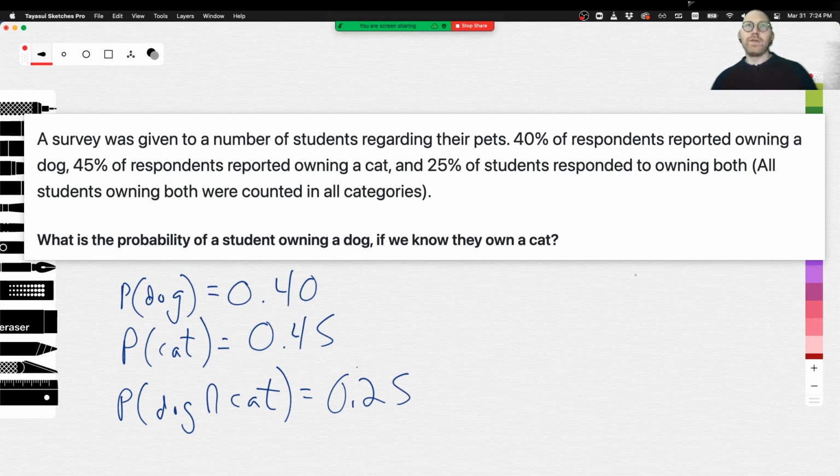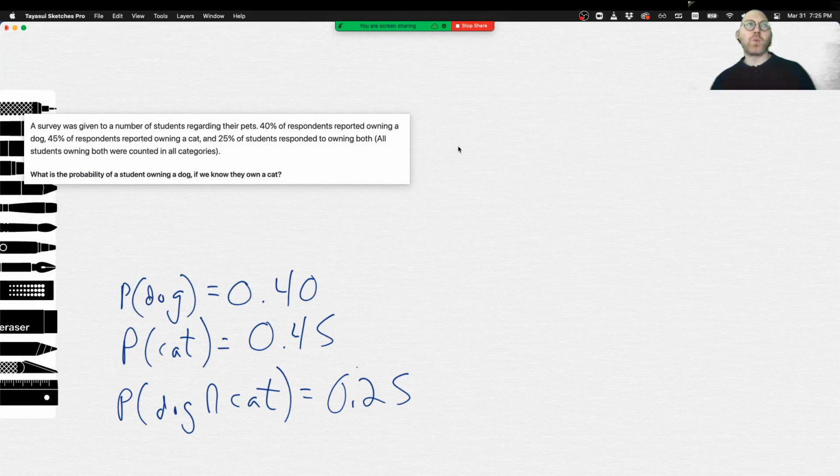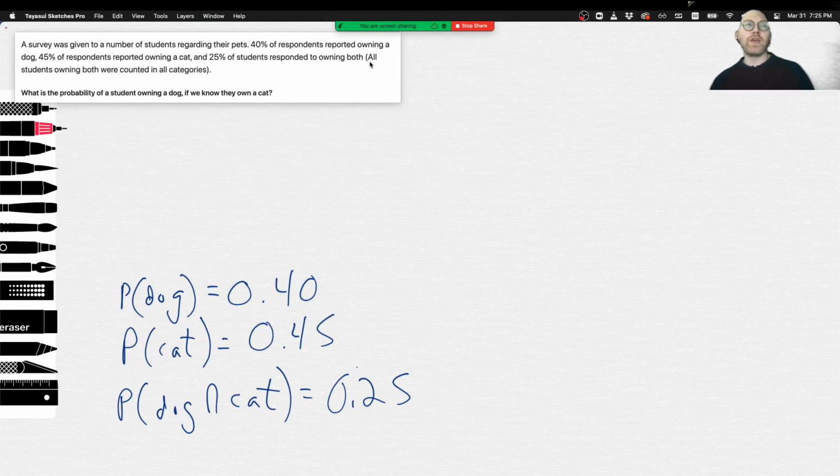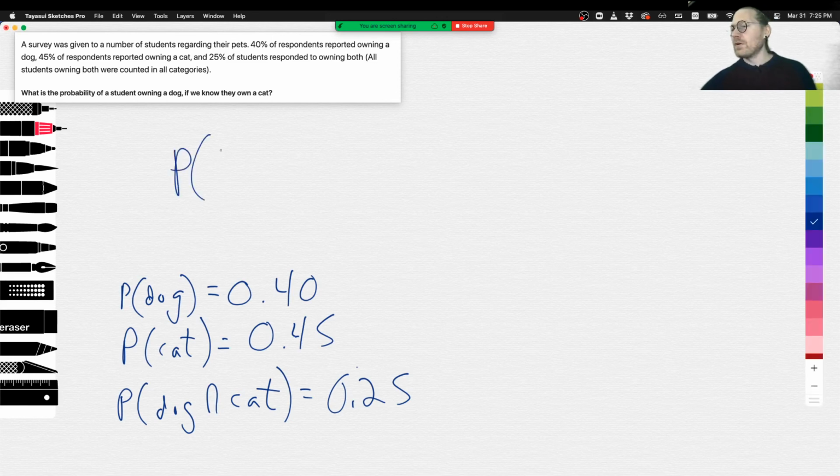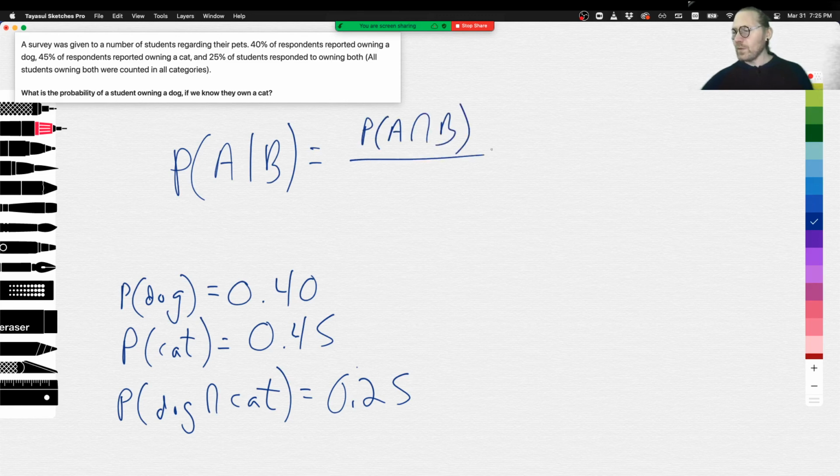So if we're thinking about Kolmogorov's definition, we can answer a question such as, what is the probability of a student owning a dog if we know they own a cat? We can answer that fairly easily. Let me just write down this definition again. Probability of A given B equals the probability of the intersection of A with B over the probability of B. And here we're asking, what is the probability of a student owning a dog if we know they own a cat? There are different ways that people will write this down. They might say, let A represent dog and let B represent cat.